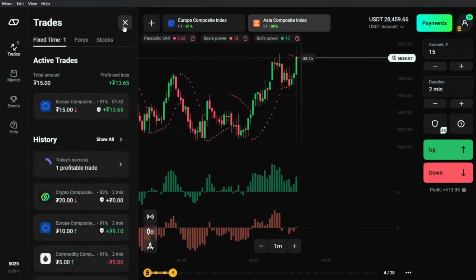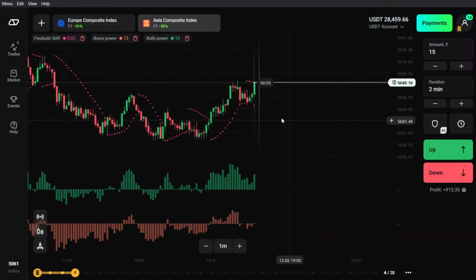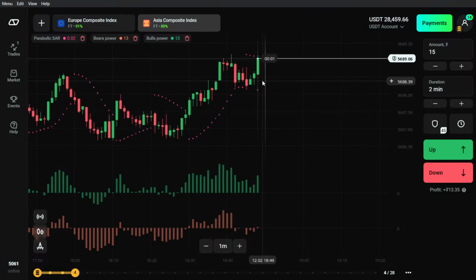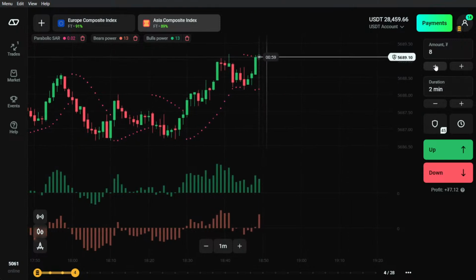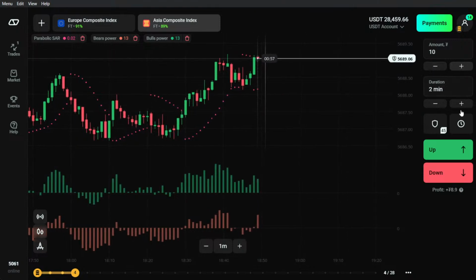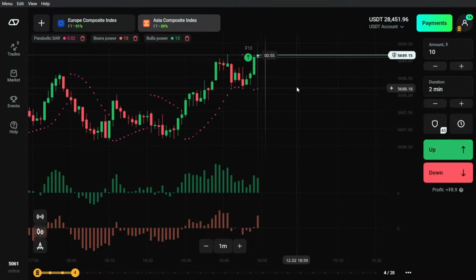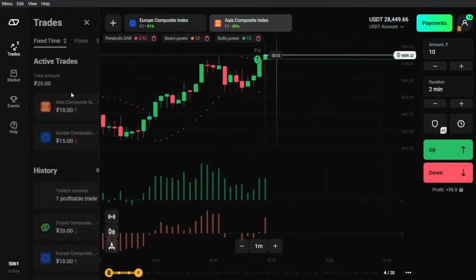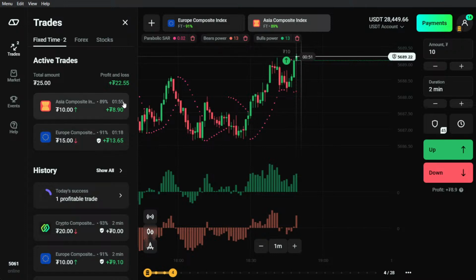Right now this trade is positive. The previous one did go positive. That's good. We missed the euro composite one that went positive, so we were able to recover it. Do you see the shift? The parabolic shifted already. Now I'm going to reduce this amount, and I'll make an up trade here. Let's see how this one goes. So right now we have our two active trades. Both of them are positive.